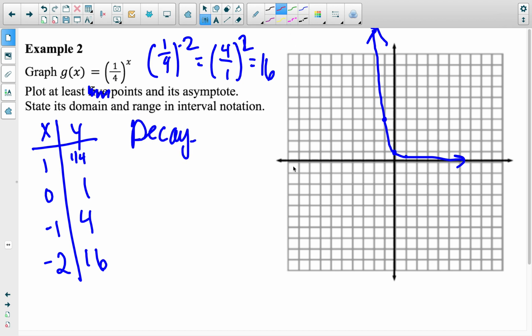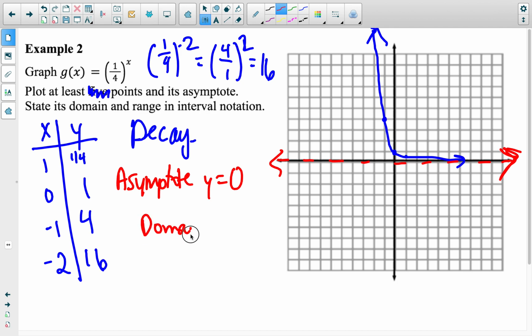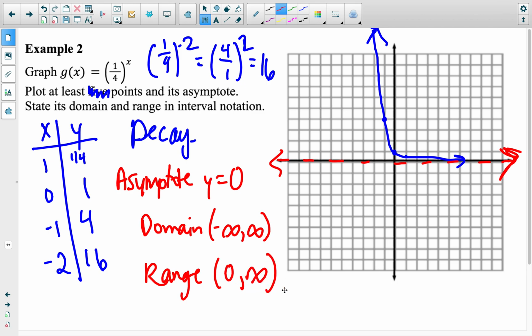Okay, and then if we look at our asymptote again, it is our x-axis, right? It's that horizontal line, y equals 0. Our domain is going to be all real numbers because we can plug in anything for x. Our range, if we look at what values for y our function is giving us, is anything that's positive, 0 to infinity.